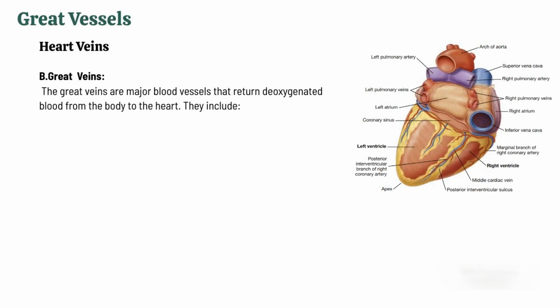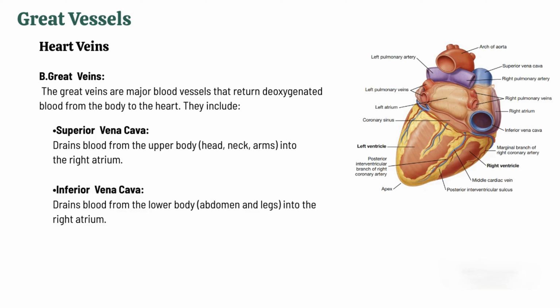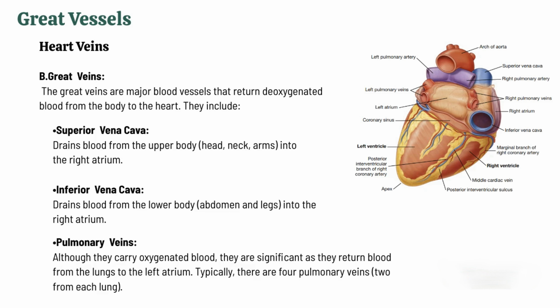B. Great veins. The great veins are major blood vessels that return deoxygenated blood from the body to the heart. They include the superior vena cava, which drains blood from the upper body, head, neck, and arms into the right atrium. The inferior vena cava drains blood from the lower body, abdomen, and legs into the right atrium. Pulmonary veins. Although they carry oxygenated blood, they are significant as they return blood from the lungs to the left atrium. Typically, there are 4 pulmonary veins, 2 from each lung.